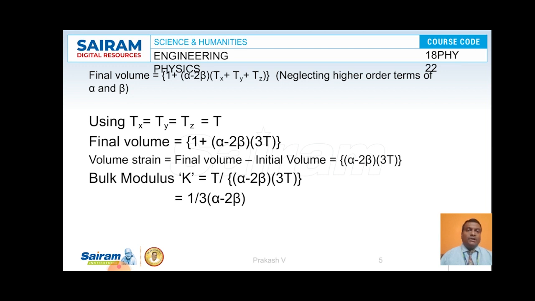Further, the bulk modulus of the material can be written as T divided by alpha minus 2 beta into 3T. Then on simplification, we can write the value of K as 1 by 3 times alpha minus 2 beta. Here T cancels. So this is the relationship between bulk modulus K and alpha and beta. That is, K is equal to 1 by 3 into alpha minus 2 beta.